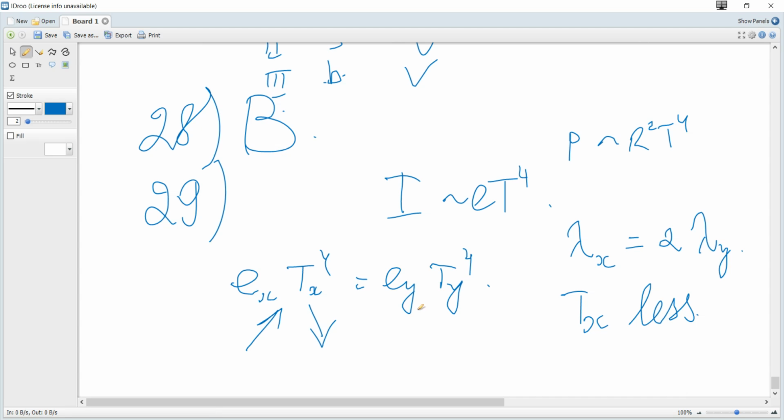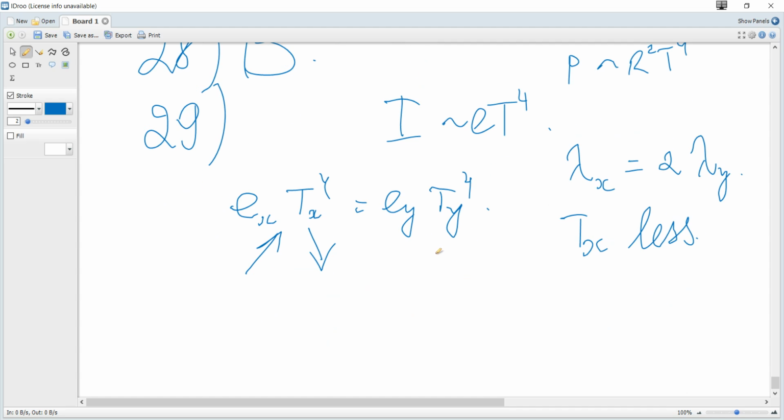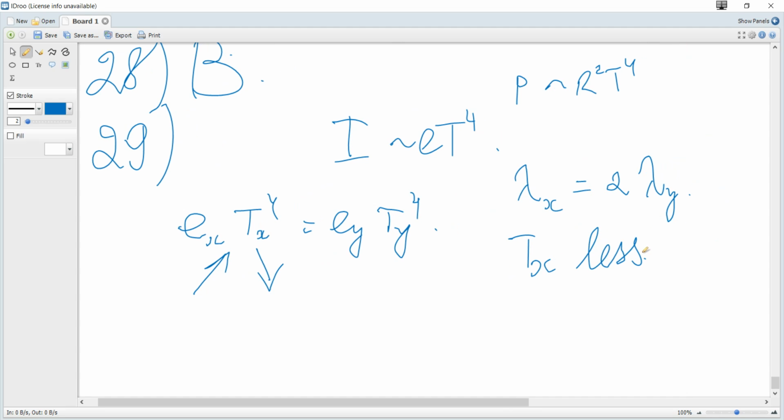And we need a factor, and there are 2 options, 2 and 16, and it's 16. How to show that: Tx is Ty divided by 2, but since it's to the power of 4, 16 arises here, and we get that emissivity of X divided by emissivity of Y is 16, which is D.